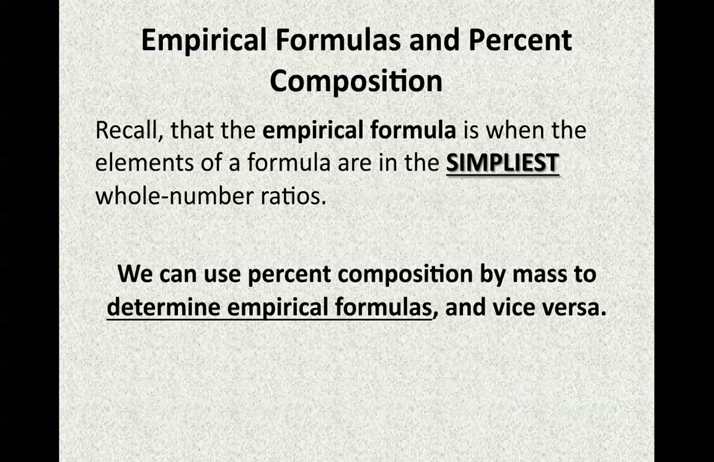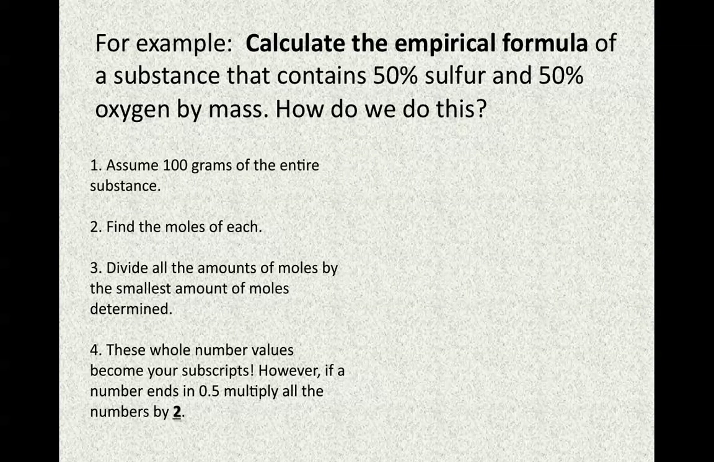Now we can go one step further with this and basically use percent compositions given to us to find the empirical formula. And remember back from our Unit 6 that the empirical formula is when the elements of a formula are in the simplest whole number ratios. And this works for our molecular compounds, and some of our ionic compounds, which will always be in the simplest ratio. So we're going to use our percent compositions in order to determine empirical formulas.